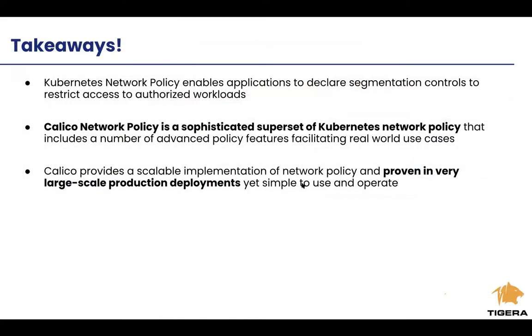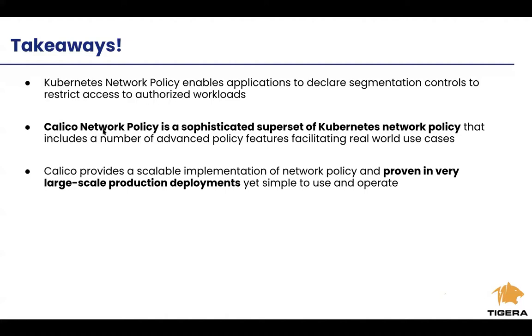So some of the key takeaways, so we can leave some room for questions. Kubernetes network policies enable applications to declare segmentation controls to restrict access to authorized workloads. So this is your new segmentation. Especially in a zero trust model, there's no physical segmentation here. We're talking about clearly stating what your application network security zoning needs to look like, regardless of how it runs, where it runs, and defining policies around that using Kubernetes Network Policies.